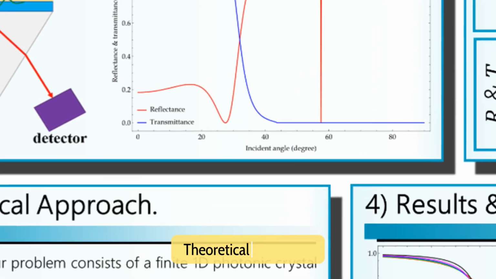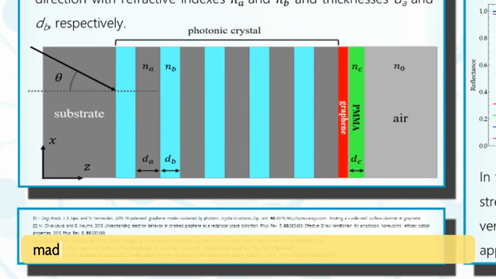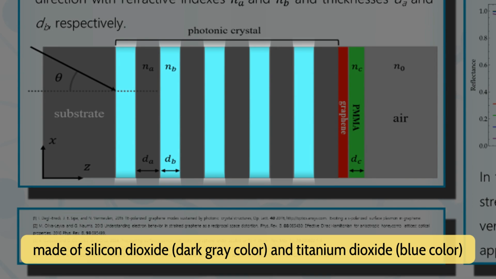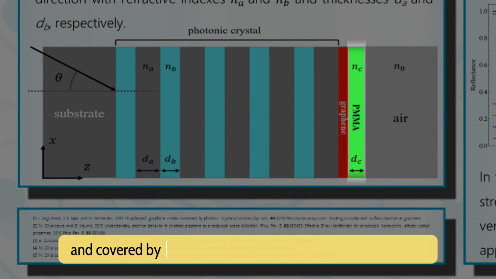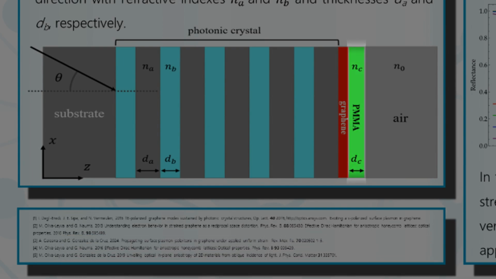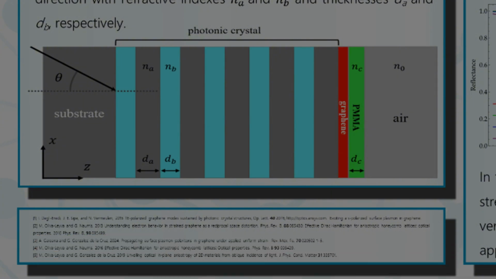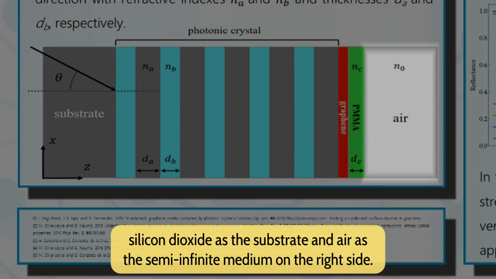This effect is used to detect changes in the refractive index of the external medium, and consequently for the development of sensors. Theoretical approach. In this work, the structure of our problem consists of a one-dimensional photonic crystal made of silicon dioxide, dark gray color, and titanium dioxide, blue color, coated with a uniformly strained graphene monolayer with strain along Z equal to 0, and covered by a layer of PMMA, polymethyl methacrylate. The entire system is surrounded by two semi-infinite dielectric media, silicon dioxide as the substrate and air as the semi-infinite medium on the right side.